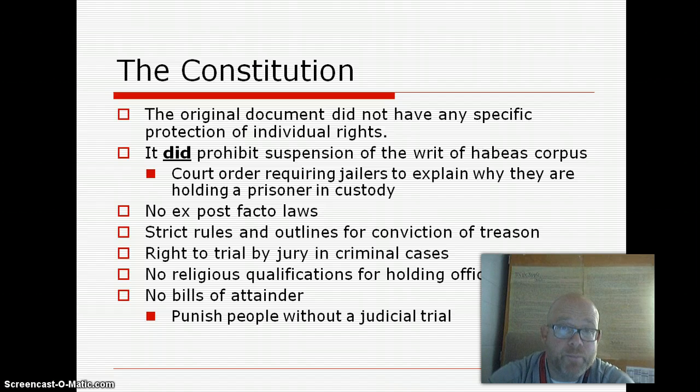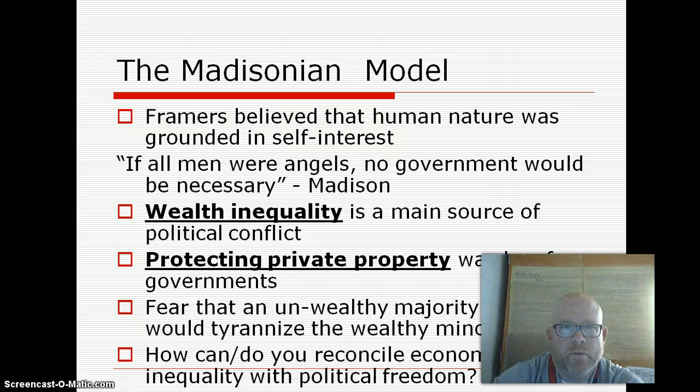No bills of attainder, and a bill of attainder, great vocabulary word here, is where you would punish someone without a judicial trial. And I think you can see the connection there between the power that a king would have and the power that this new government would have. All right, let's get to Madison.